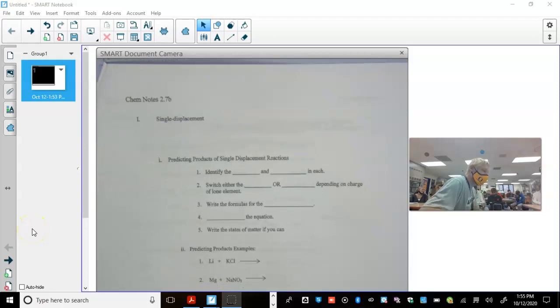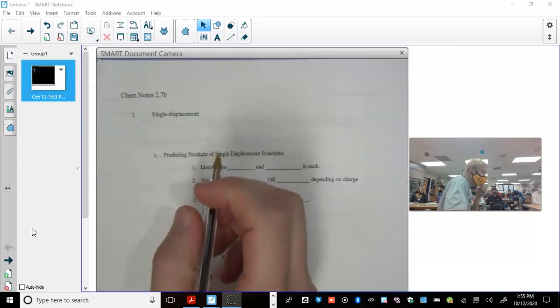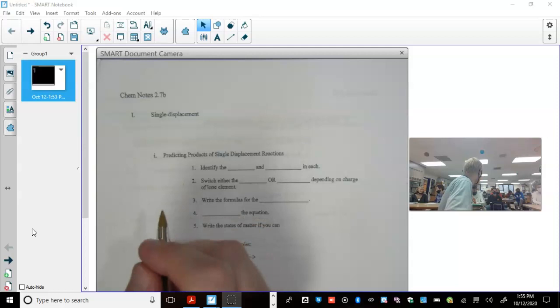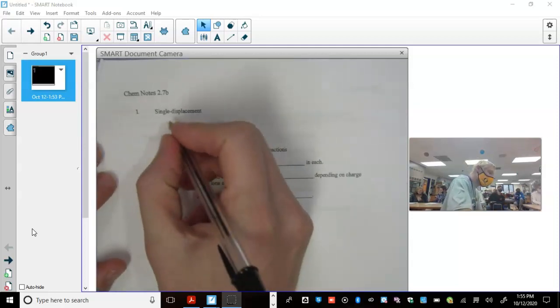All right, so here's a quick little spiel on single replacement reactions, also known as single displacement. So you guys have this down in your foldable. If not, it will be down in your foldable. But let's just state it again.